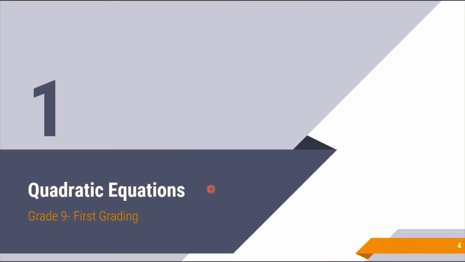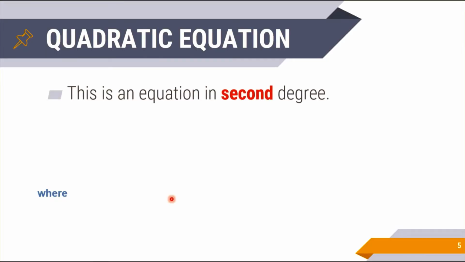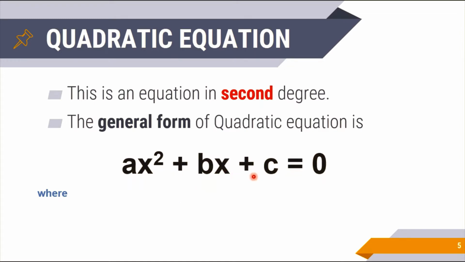And for today's topic, we are going to discuss what are quadratic equations. When we say quadratic equation, this is an equation in second degree. The general form of quadratic equation is ax squared plus bx plus c is equal to 0.